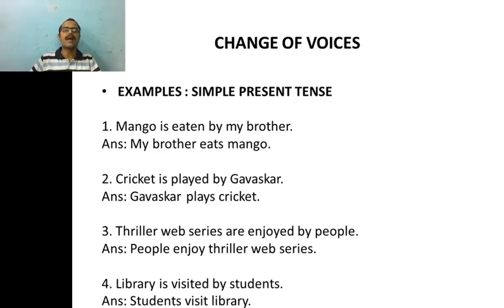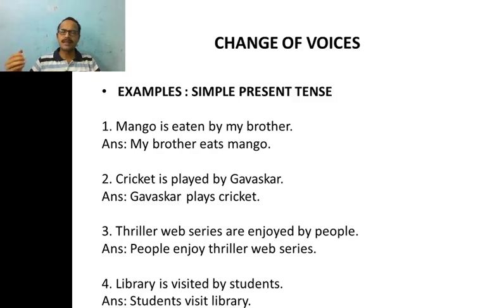Look at the first one. Mango is eaten by my brother. Mango is eaten by my brother. How do you know that this sentence is in simple present tense? So there is only one form of be, that is "is", and looking at that be form, we can identify that this is in simple present tense.